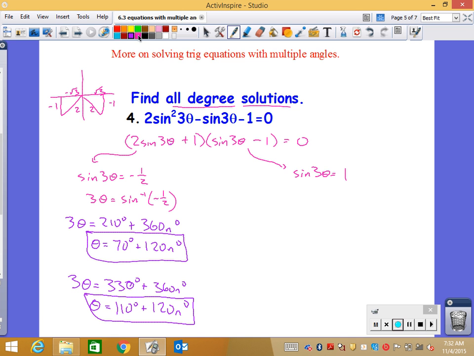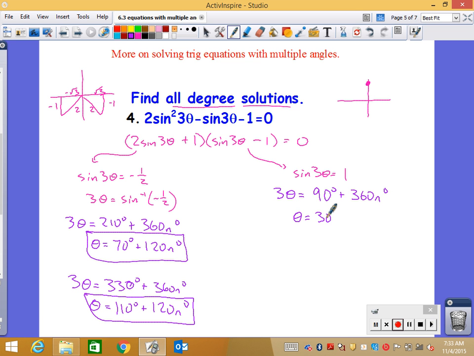Now let's deal with the second part. Sine of 3 theta equals 1. Well, we're dealing with sine, so where's the y value? 1, well, just straight up at 90 degrees. So I get that 3 theta, well, let's put it in purple as well. 3 theta is equal to the inverse sine of 1, which we said is 90 degrees, plus 360n. Again, that is all degree solutions.